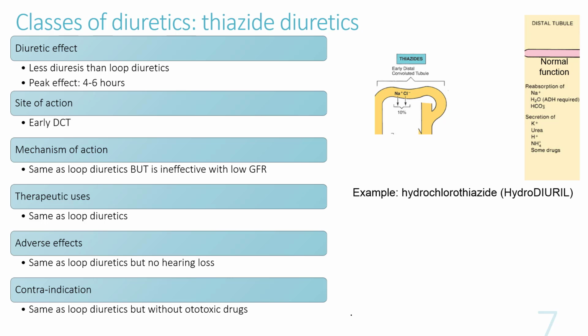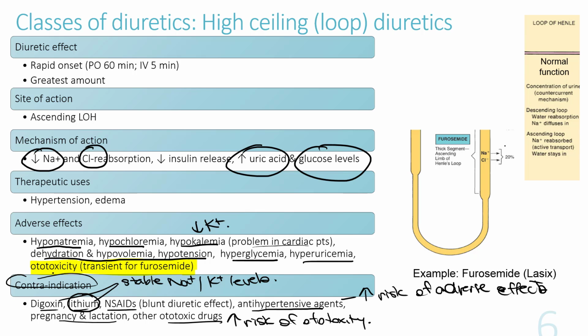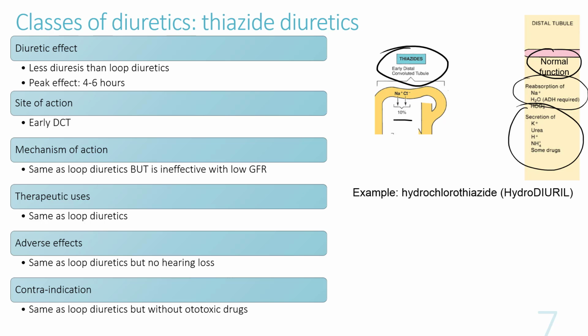Second class of drugs are thiazide diuretics, and thiazide diuretics work on the early distal convoluted tubule. At that level, normally about 10% of sodium and chloride are reabsorbed. So you see here with the distal tubule, the normal function is reabsorption of sodium, water, and bicarb, and secretion of these ions and drugs. Right? So the diuretic effect is less diuresis than loop diuretics. If you go back, you can see that at the level of the loop of Henle, about 20% of sodium and chloride are reabsorbed compared to only 10% in the early distal convoluted tubule.